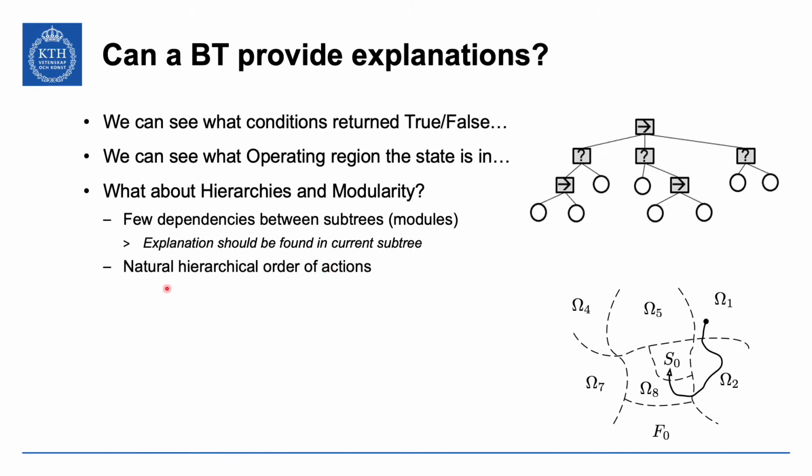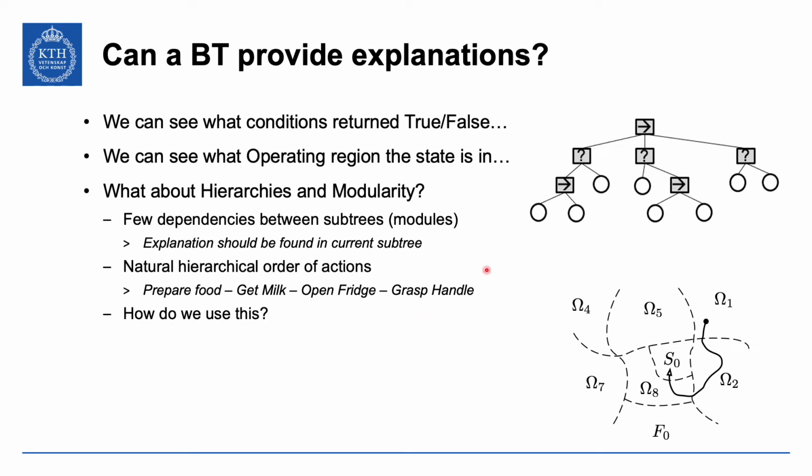And there's also a natural hierarchical order of actions in a BT, as well as in most actions we do in the real world. Imagine you're preparing food, then maybe you want to get milk as part of your food, and in order to get milk you might want to open the fridge, and in order to open the fridge you might want to grasp the handle. Reversing this, you get some kind of explanation, right? I'm grasping the handle in order to open the fridge, in order to get milk, in order to prepare food. That makes sense to most humans, I'd say.